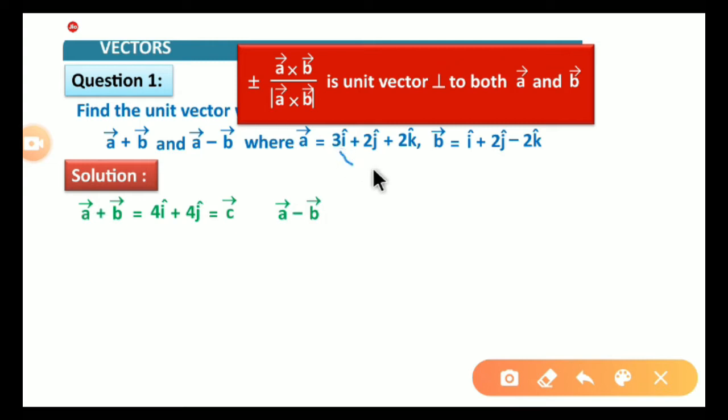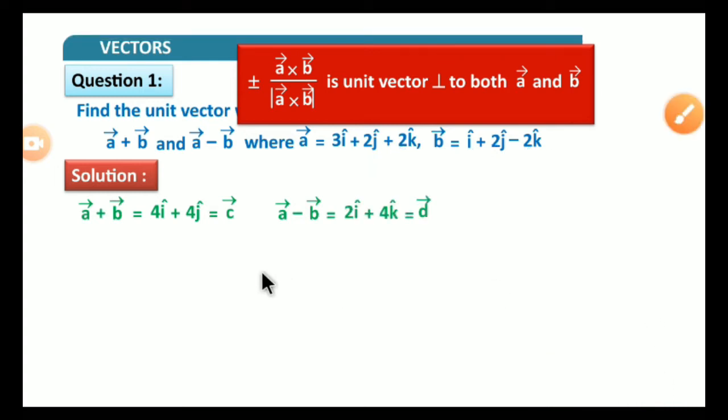Therefore 3 minus 1, and also 2 minus 2, similarly 2 minus of minus 2, so that it becomes 2 plus 2, right? So now we will get a minus b is equal to 2i plus 4k, because 2j minus 2j becomes 0. Therefore there is no coefficient for j here, so the remaining is 2i plus 4k. Here it is equal to d, which is another name for a minus b, so that the students, we got the values for a plus b and a minus b.